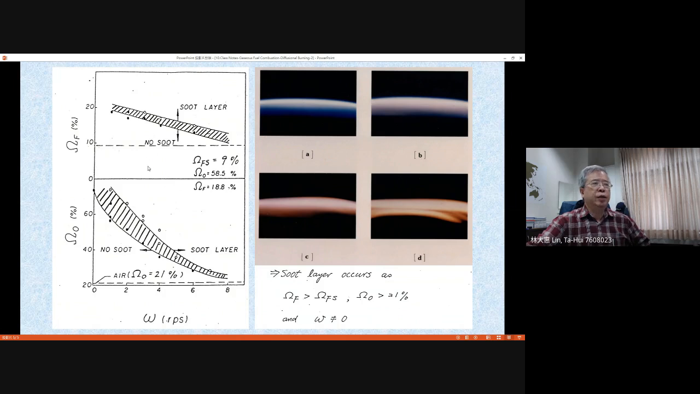Okay, here they tell you that when you choose the oxygen concentration in the lower flow as 58.5%, and you try to calculate it, if you want a stoichiometric ratio between these two, you need to supply 9% fuel. These two values, 9% fuel with 58.5% oxygen, will give you the stoichiometric supply balance, right?